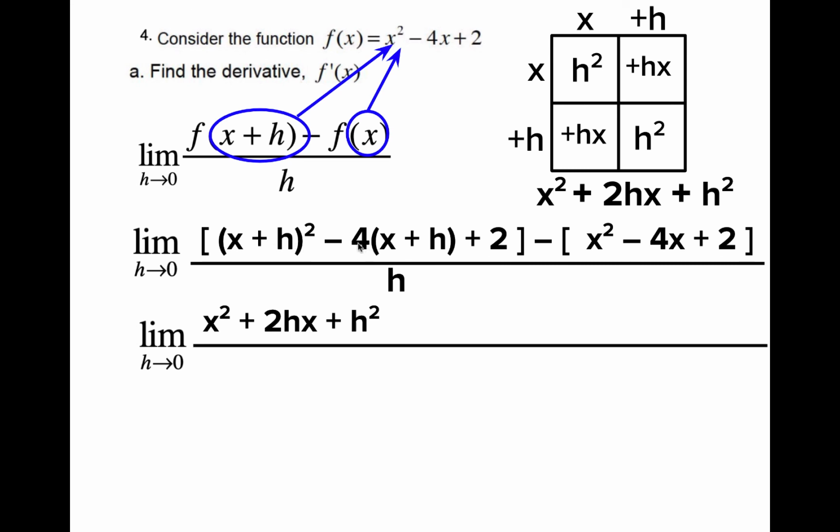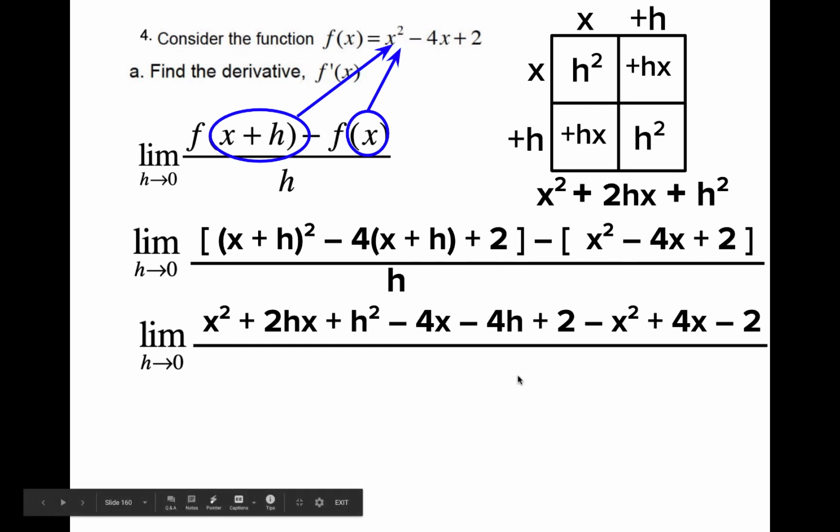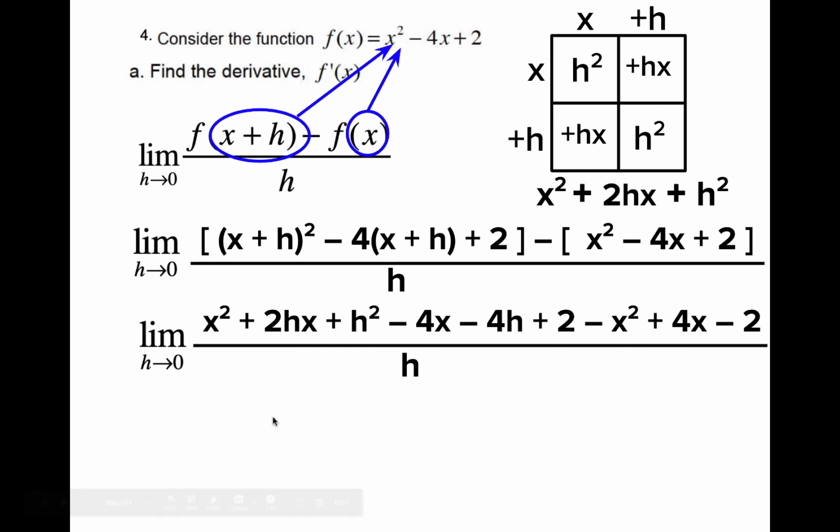Then I have to distribute the negative 4. So negative 4 times x is a negative 4x, and a negative 4 times h is a negative 4h, and this is a plus 2 on the end. Then I have to distribute the negative over here, so that'll become a negative x squared plus 4x and a minus 2. That way you're subtracting all of f of x. And this is all over h.